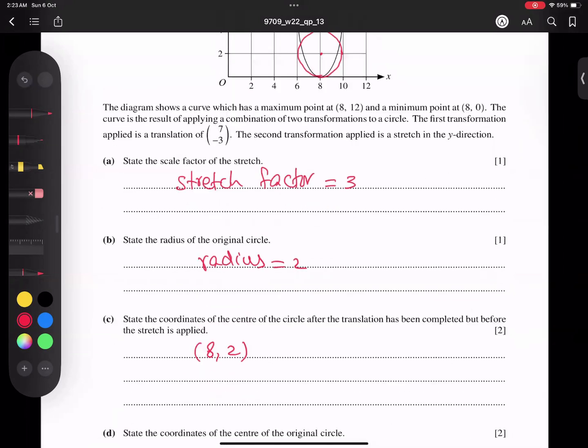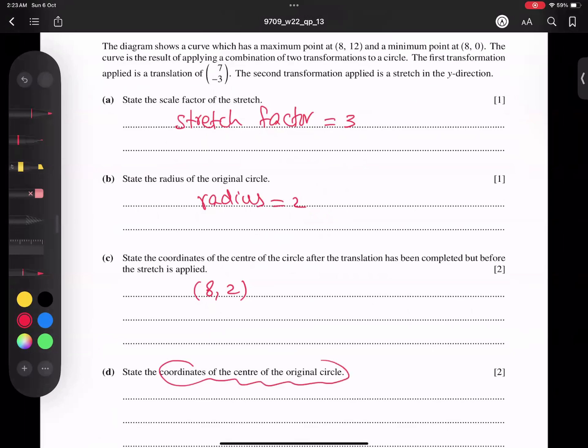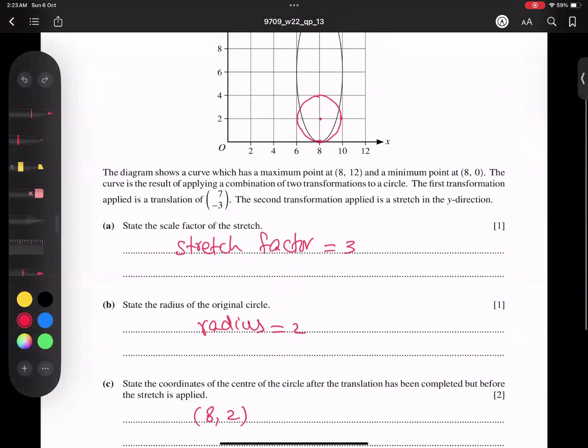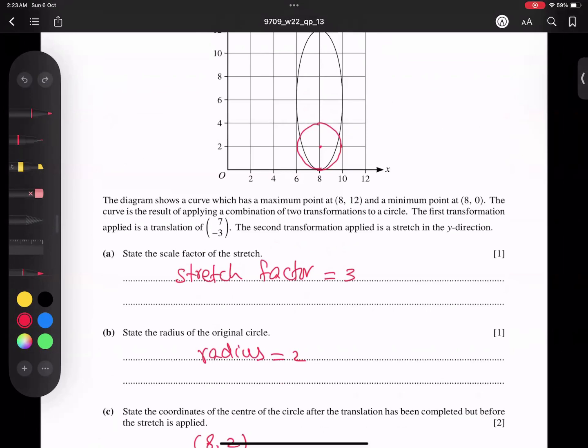And now what's the last part? State the coordinates of the original circle. The translation is (7, -3), which means 7 rightwards and 3 downwards, then I reach this point. So after the translation I reach this one. If I go totally backwards, 3 upwards and 7 this way, I will get my original answer, and he is asking to find out the original center.